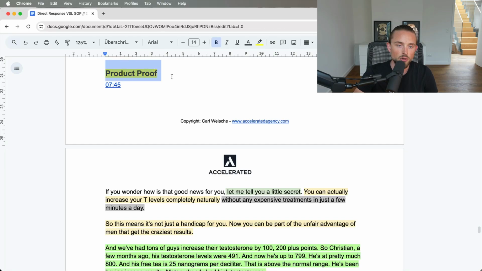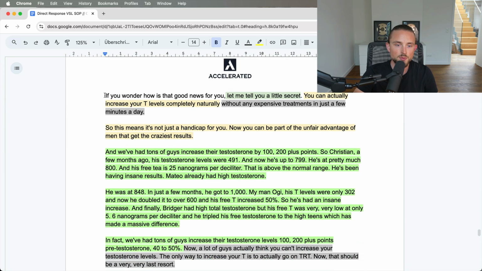Now let's look at the copy together for the product. So if you want to know how that is good for you, let me tell you a little secret. You can actually increase your testosterone levels naturally, right?